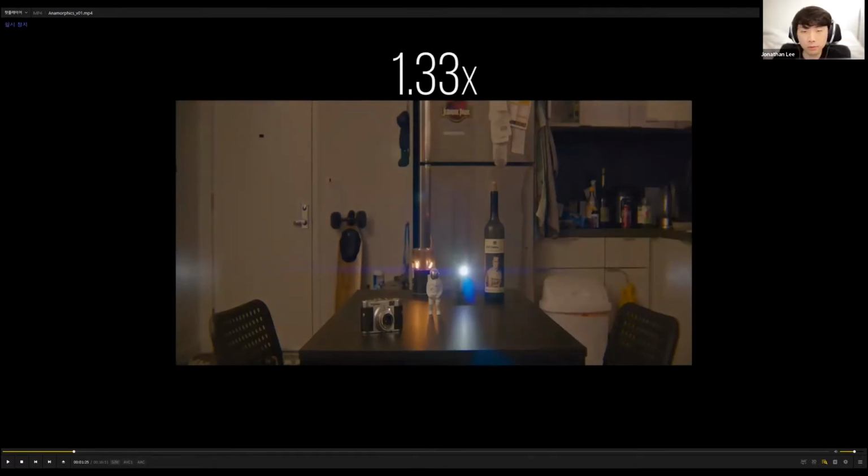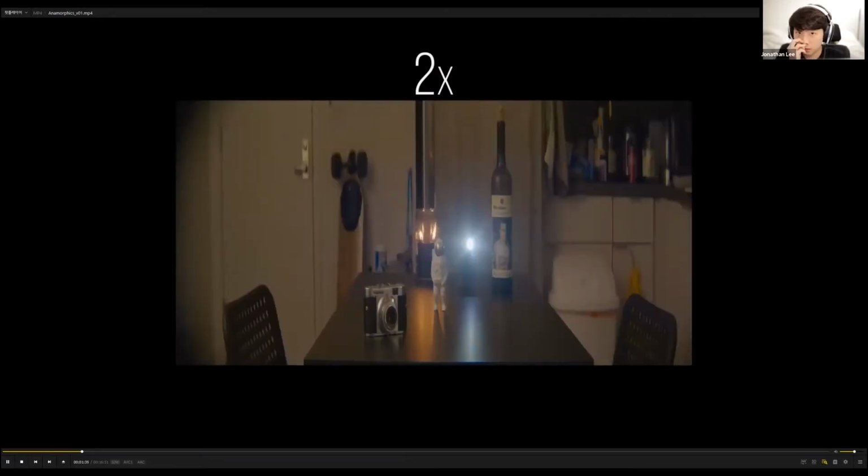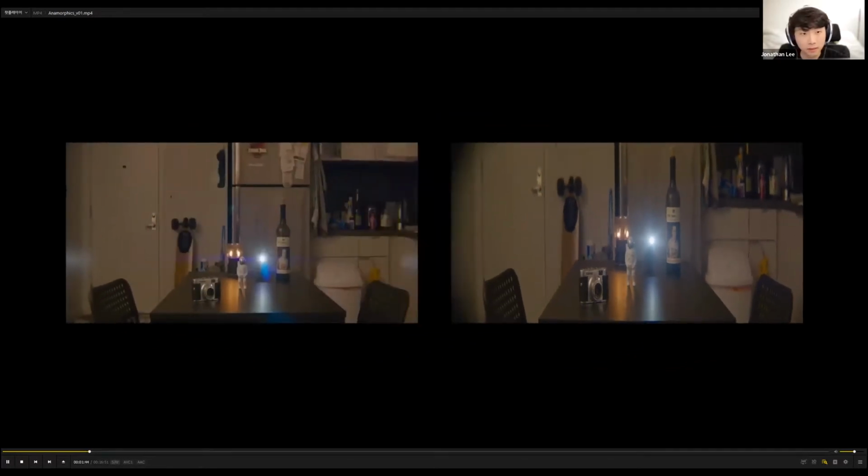So this is an example of a 1.33 squeeze ratio. And then this is a 2 times anamorphic squeeze. So as you can see, there will be a comparison coming out soon. As you can see, 1.33, 2 times, obviously the squeeze factor is different, how much it is being compressed laterally.